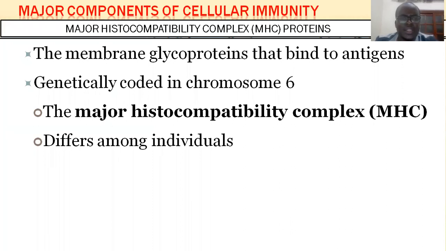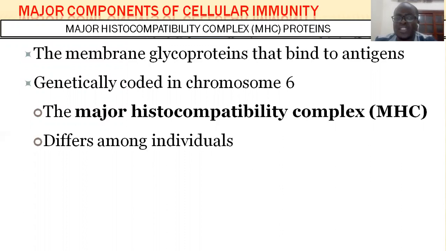These are membrane glycoproteins that bind to antigens. The major histocompatibility complexes are proteins. So these proteins can bind to antigens. So they are specific to antigens. They are genetically coded on chromosome number 6.